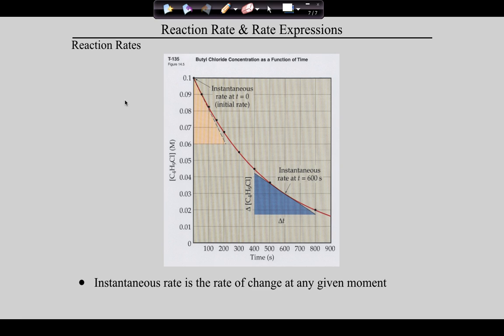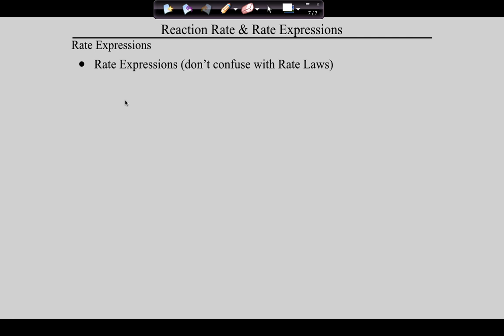So, guys, we got one more thing to talk about. We got about 6 minutes. We're going to get this done, and it goes like this. Guys, the last thing that we need to talk about are rate expressions. Do write this down.